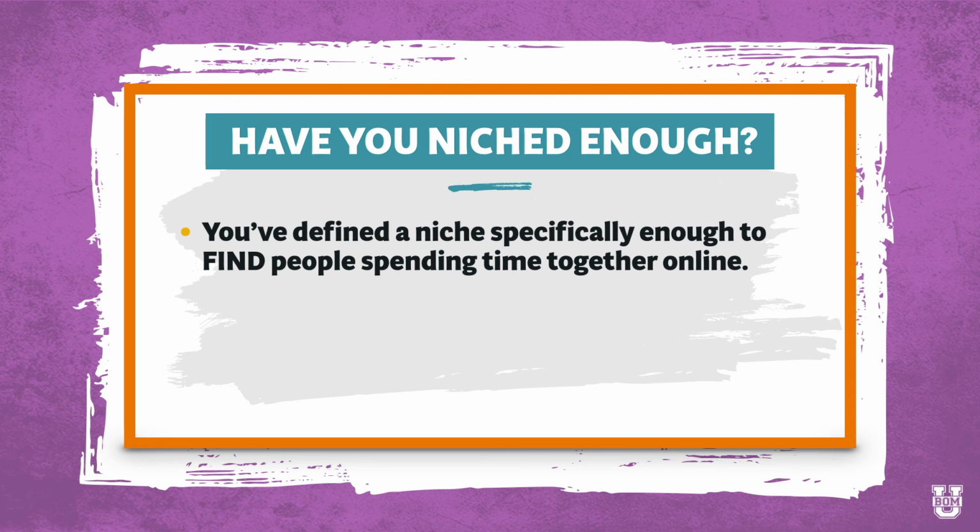Number one, you should have defined a niche specifically enough to find people spending time together online. In other words, you should be able to find the group of people that you define as the who in your niche statement hanging out in common places online. If you can't find that, it is a problem because you're trying to build an online business. So you need to know where they are. You need to be able to find them hanging out somewhere.